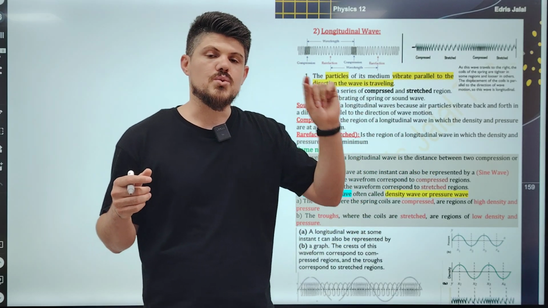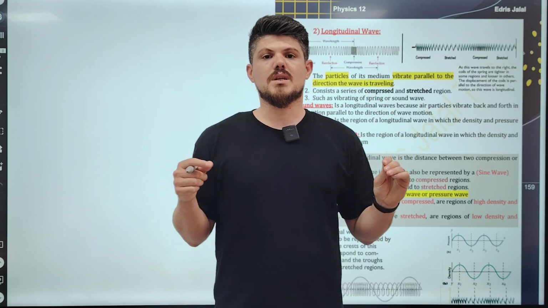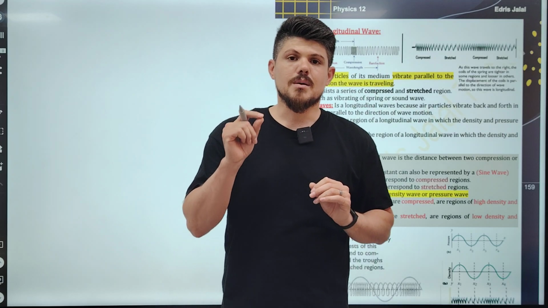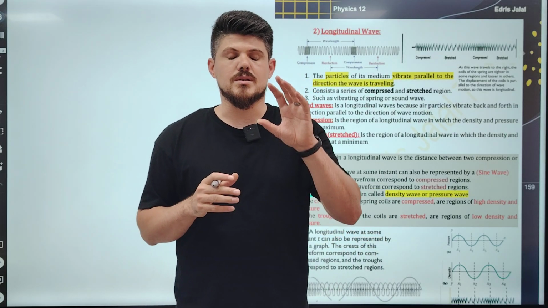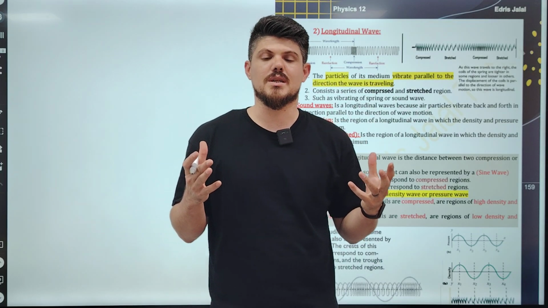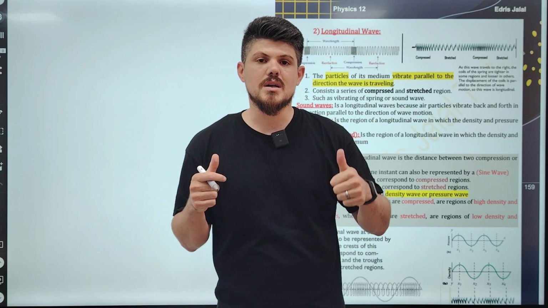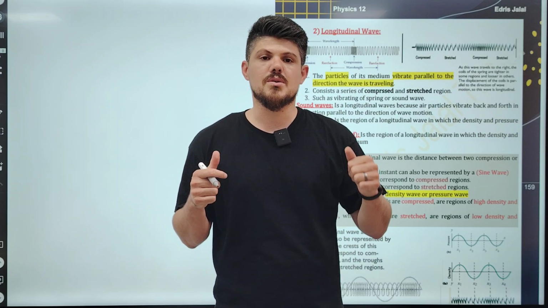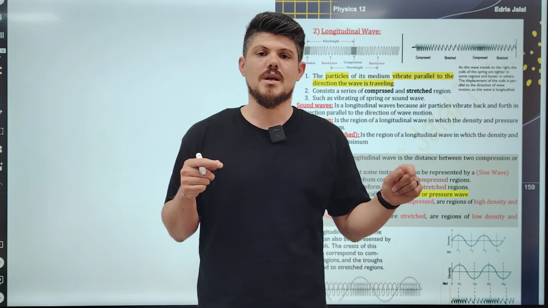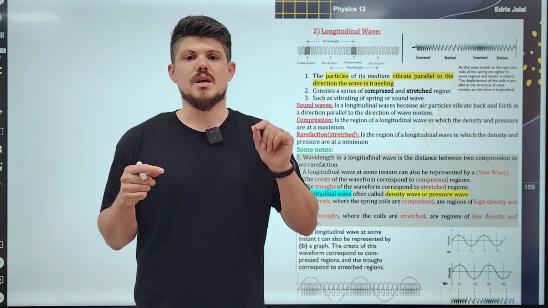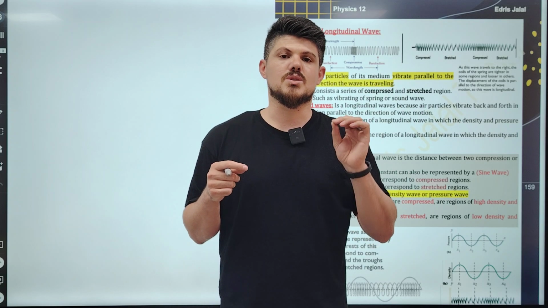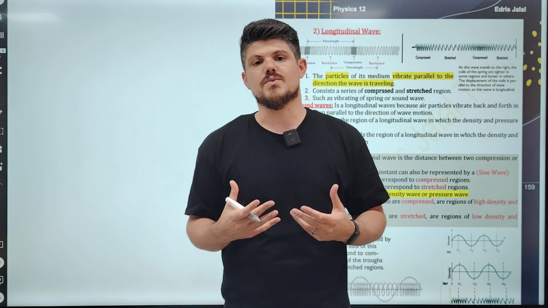It consists of what? Crest and trough. What is the crest? It is the highest point from the equilibrium position. Now, in a transverse wave, how do particles vibrate? The particles vibrate perpendicular to the direction of the wave. For example, when the direction of the wave is horizontal, the vibration of the particles should be in a vertical direction. That is why the vibration of the particle is always perpendicular in a transverse wave.